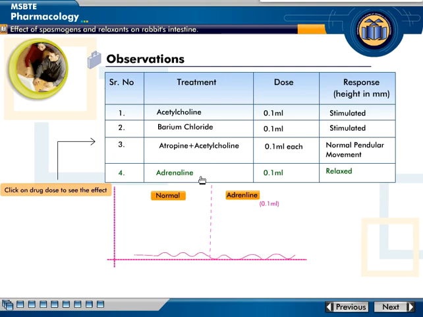Hence we can say that adrenaline shows relaxant action.